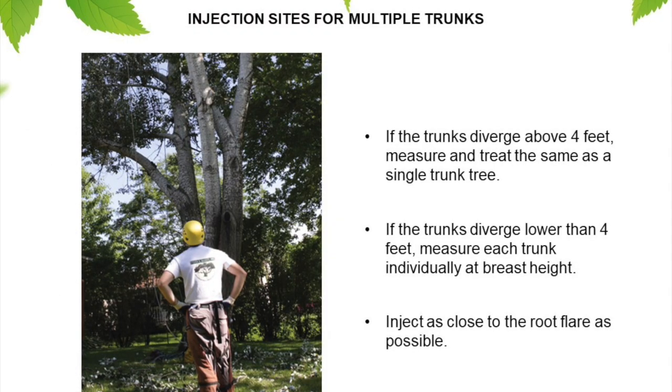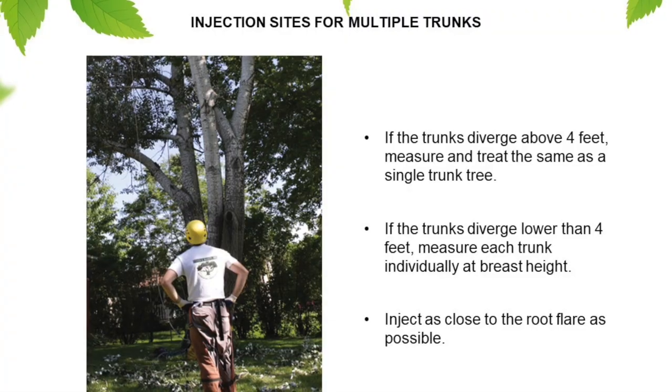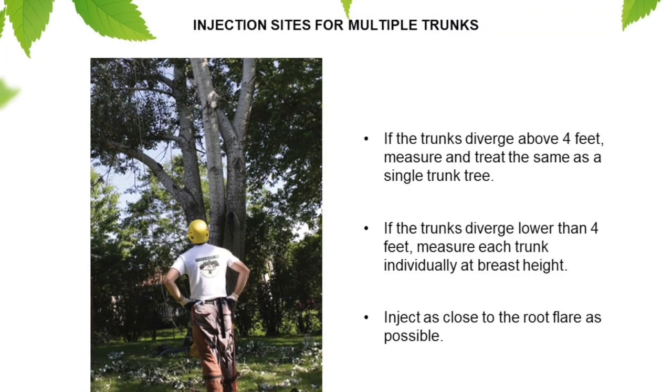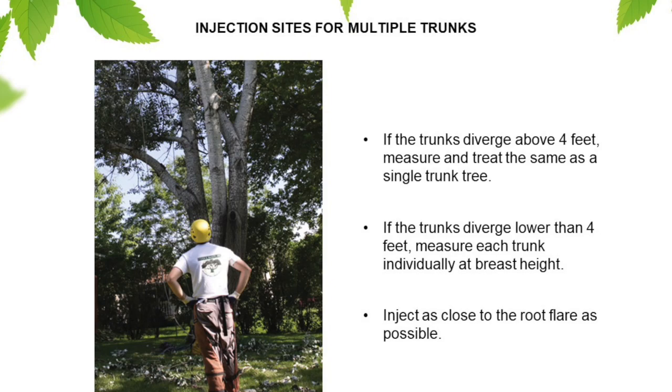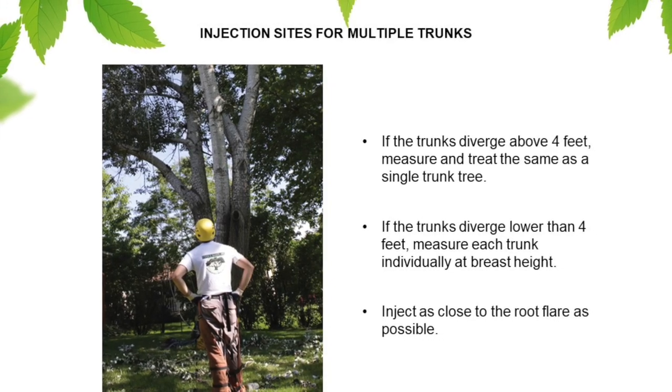Injection sites for multiple trunks. If the trunks diverge above 4 feet, measure and treat the same as a single trunk tree. If the trunks diverge lower than 4 feet, measure each trunk individually at breast height.